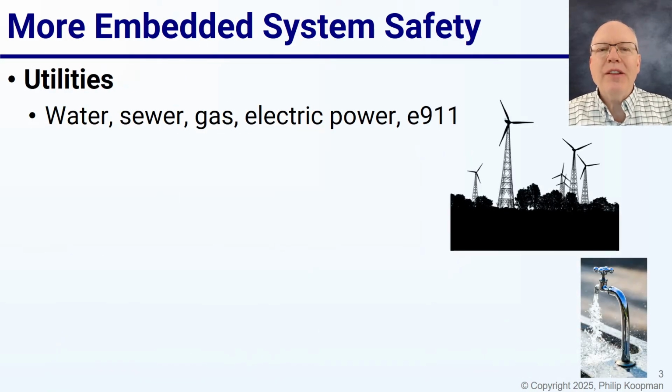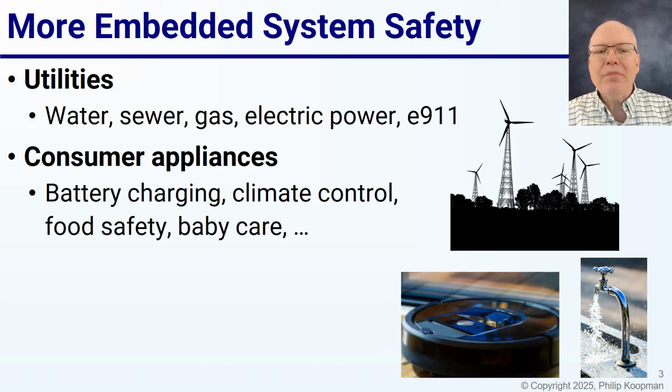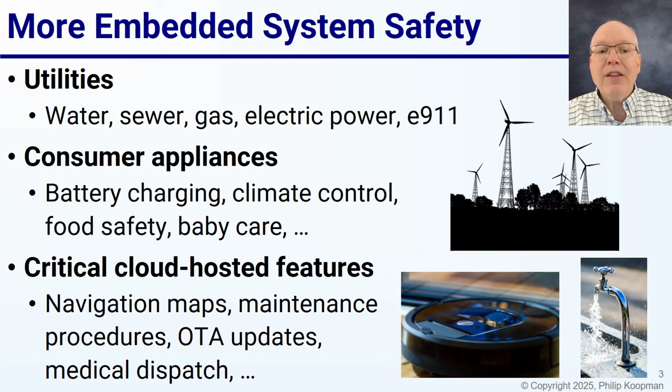But there's a lot more to embedded system safety than the high-profile, spectacular projects. There's things like water, sewer, gas, electrical power, emergency 911 services. There's consumer appliances, battery charging, climate control, food safety, baby care. Those all have a lot to do with safety, and computers are doing a lot of those types of things now. And there's critical cloud-hosted features, things like navigation maps and maintenance procedures and over-the-air updates and medical dispatch. Over time, things have gotten increasingly safety critical. Most embedded systems these days probably have something to do with safety, although not necessarily as big a deal as an aircraft falling out of the sky.